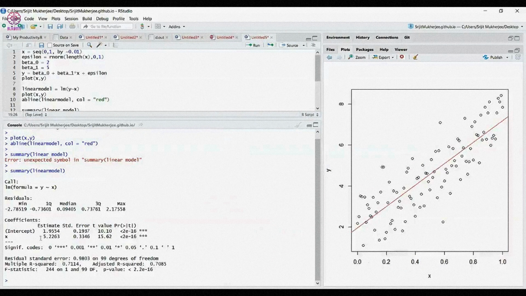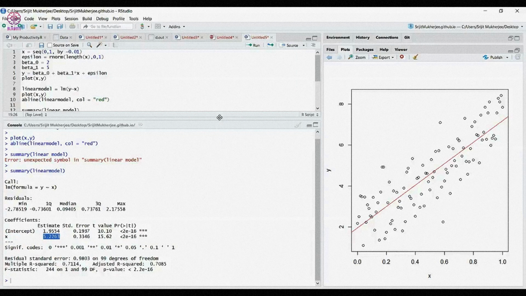So observe this: the beta naught, what was the beta naught? Beta naught was 2, right? And here, what was the beta naught hat? The estimate, the intercept, is the beta naught hat. It's 1.9. Now what is x? The x coefficient, that is beta 1 hat, is 5.2, okay? And the multiple R square is 0.7. It's quite a good fit.